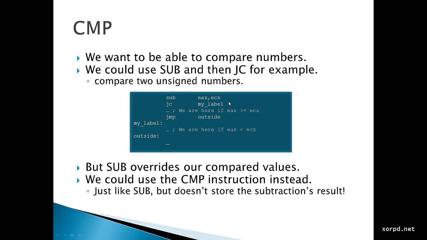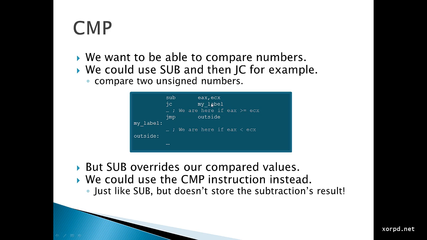Let's try to understand how it works. First, we subtract ECX from EAX. If ECX is small and EAX is large, no problem is going to occur using the subtraction. Therefore, no carry is going to happen. The carry flag is going to stay 0. So if EAX is bigger than ECX, the carry flag will be 0, and then the jump is not going to be taken, and we are going to be here.